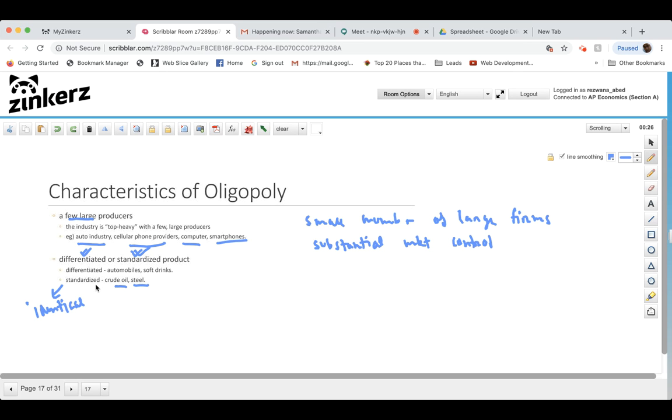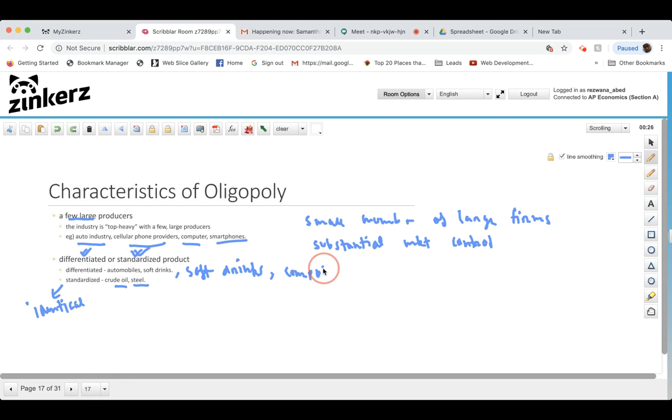And differentiated products, they tend to focus on consumer goods that satisfy the needs of consumers. So they're going to be consumer goods, right? And examples of these types of oligopolies would be the automobile industry, because we want variety in the type of cars that we see in the market. And then soft drinks, smartphones, computers. Okay, so these are oligopolies that are producing differentiated products.